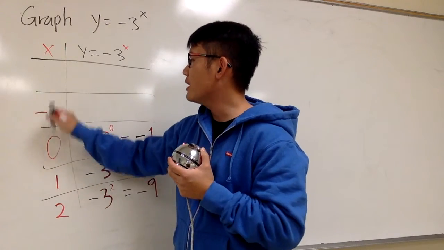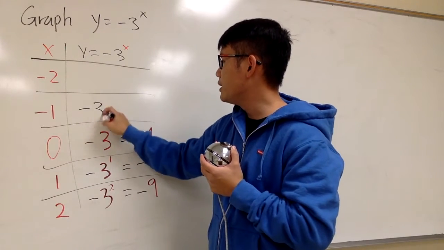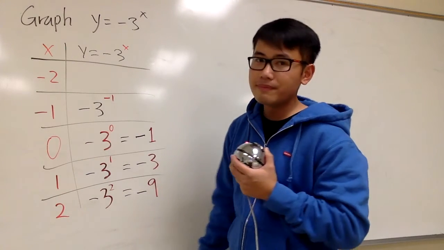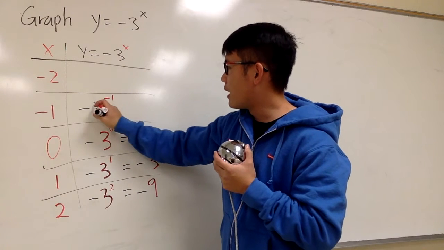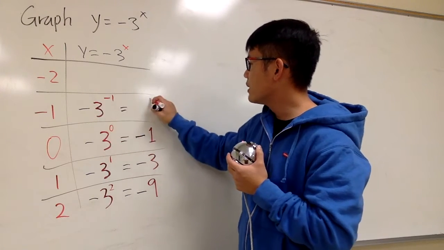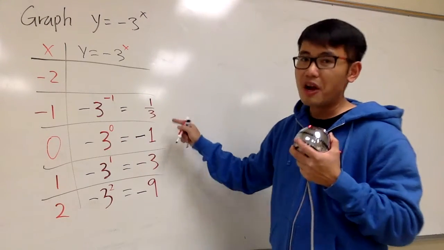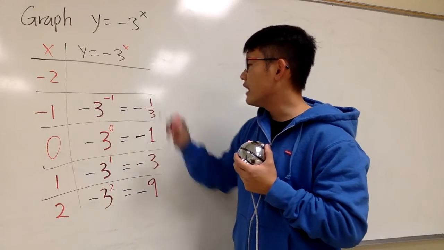Let's pick negative 1, negative 2, and we see this one is going to give us negative 3 raised to the negative 1 power. So let's focus on this part. 3 raised to the negative 1 will give us 1/3. 3 to the negative 1 is a fraction, 1/3. And don't forget, we maintain the negative.